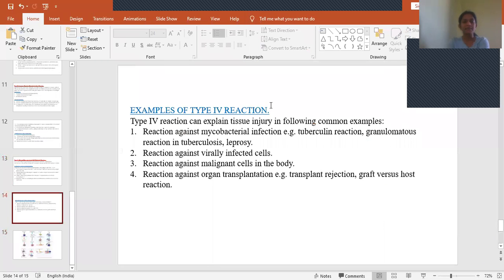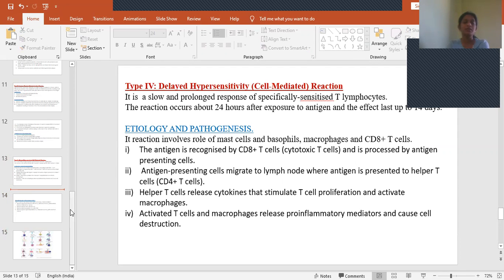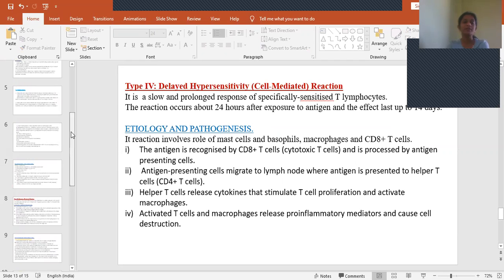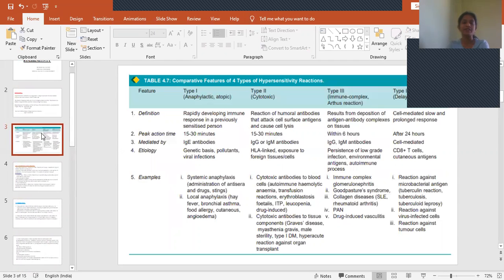And then coming to the examples, this can be seen in mycobacterial infections like tuberculin reaction, granulomatous reaction in TB and leprosy, and virally infected cells, malignant cells, organ transplantation. So in these cases, we can see this type 4 reaction. So is that clear? And now we'll check this table of differences.